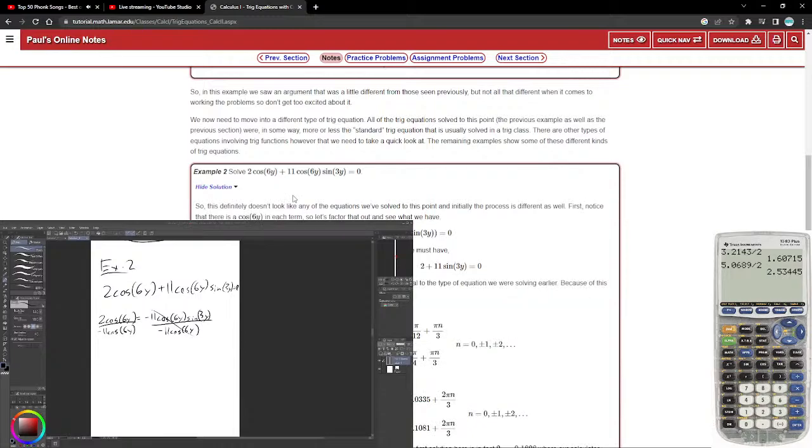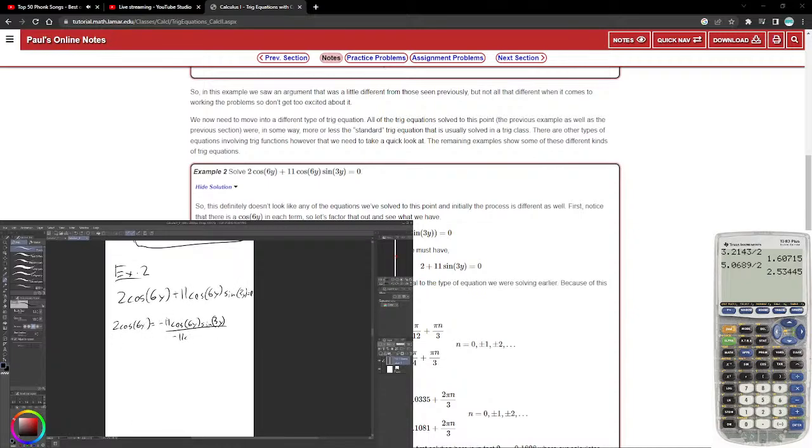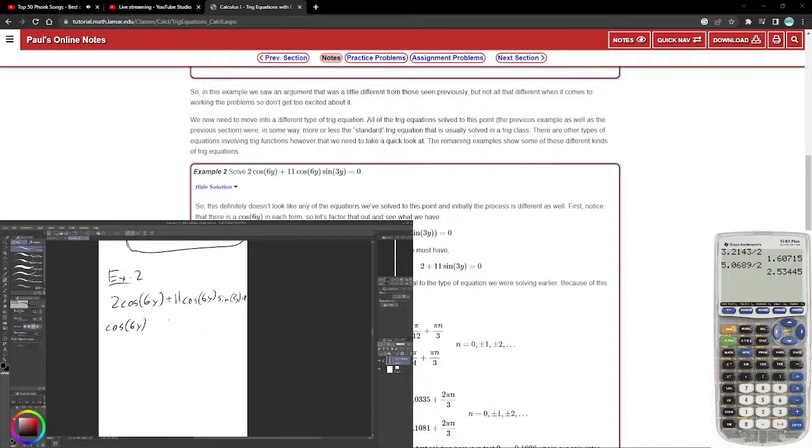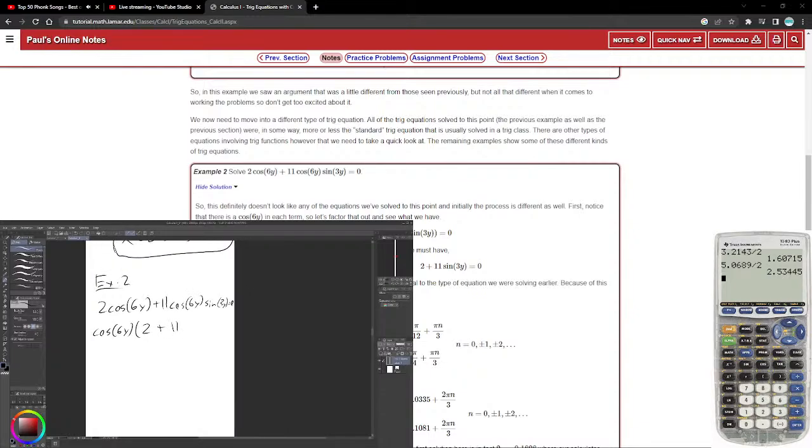So this definitely doesn't look like any of the equations we've solved to this point, and initially the process is different as well. First, notice that there's a cos 6y in each term. So let's factor that out. Wait, is there? Oh wait, how did I not? I was looking for factors too. I'm like, you can't factor a sine out. I didn't even think about the cos. Okay, so cos 6y, we're left with 2 plus 11 sine 3y.